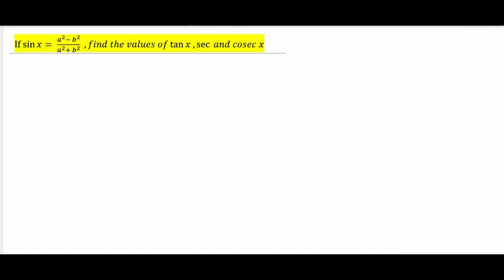Coming to the next problem here. We have sin x, we need to find tan x, secant x and cosecant x. From sin x, first we will calculate cos x using sin square x plus cos square x is equal to 1. From that, we can write cos x is equal to root of 1 minus sin square x. In place of sin x, substitute the value we have, that is 1 minus a square minus b square upon a square plus b square whole square.